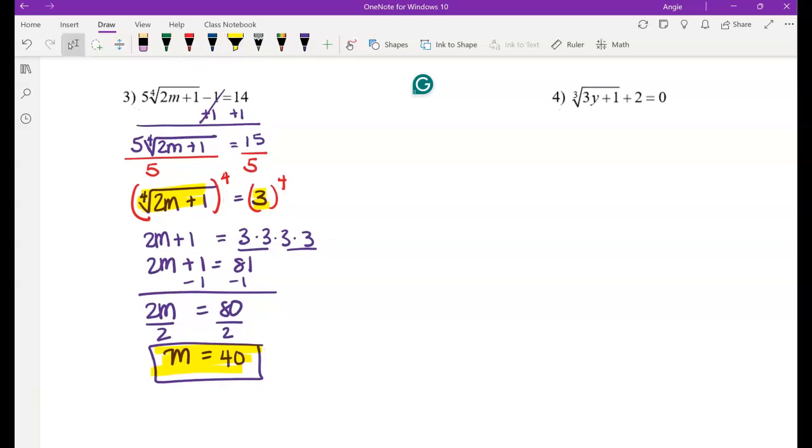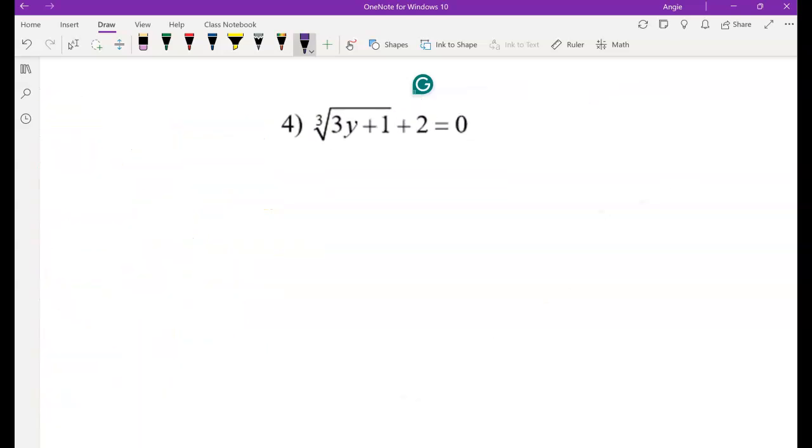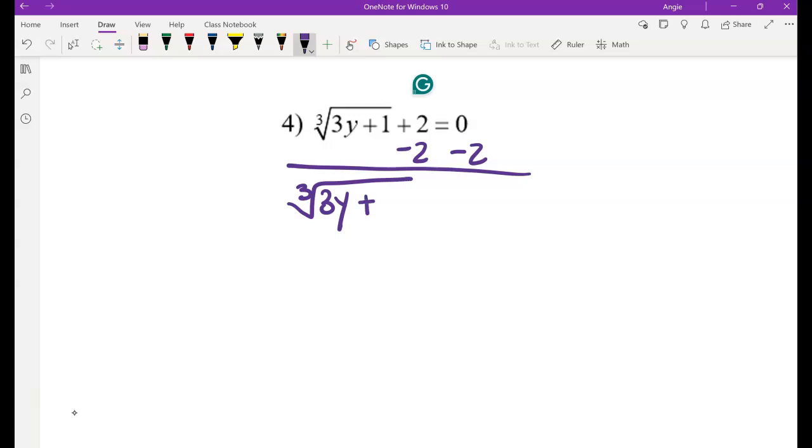Example 4, cube root of 3y plus 1, plus 2 on the outside, equals 0. Remember, cube roots can definitely be negative, so all cube roots will have an answer, whether you have a negative number on the other side or a positive number on the other side, okay? So first step, isolate the radical by moving the 2 over. The cube root of 3y plus 1 equals negative 2. Since this is an odd index, negative numbers are okay.